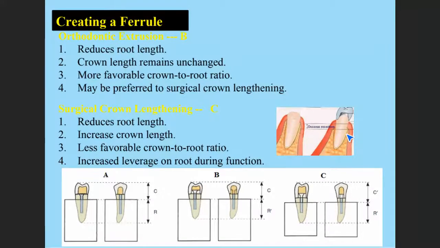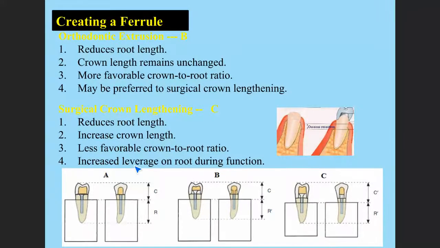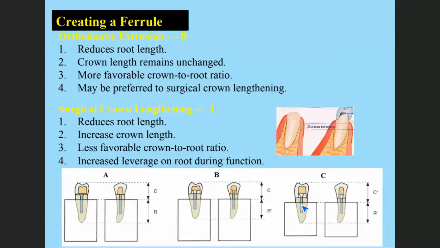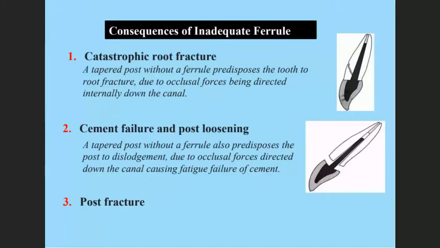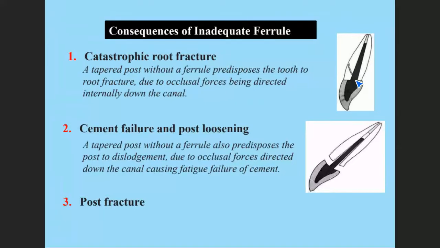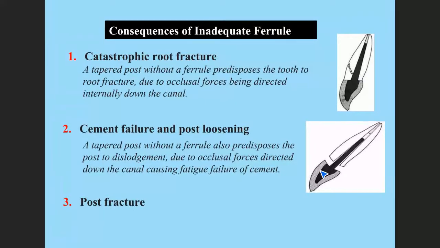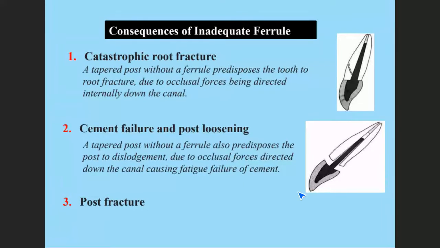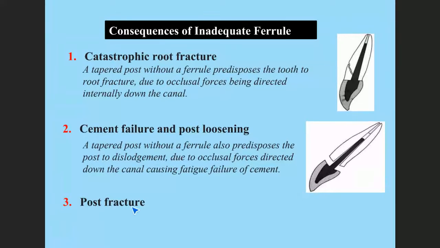With surgical lengthening, it will increase the leverage on the root during function, because you normally increase the clinical height of the crown and reduce the length of the root. What are the consequences of inadequate ferrule? This will lead to catastrophic, complicated root fracture. Also, cement failure and post loosening, and the post itself may fracture.